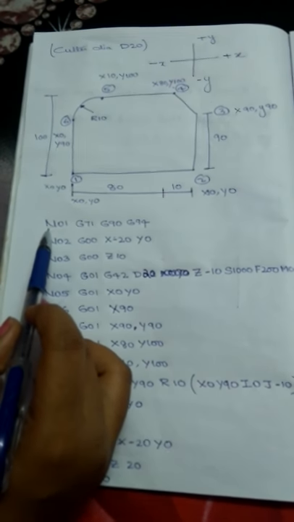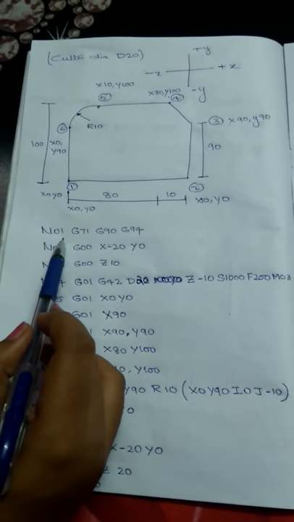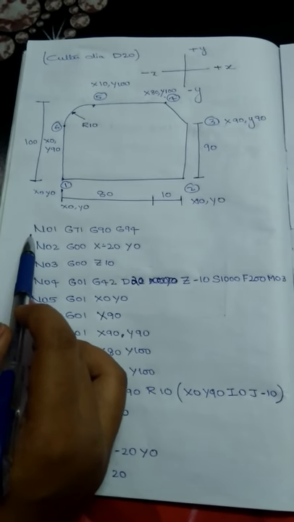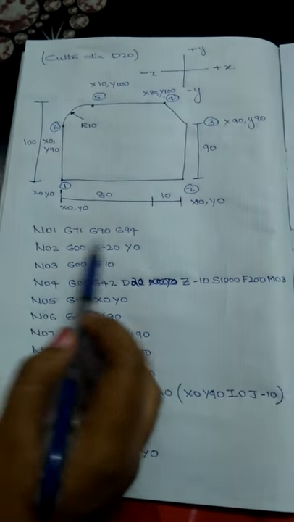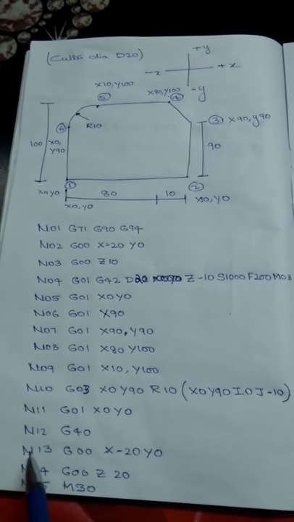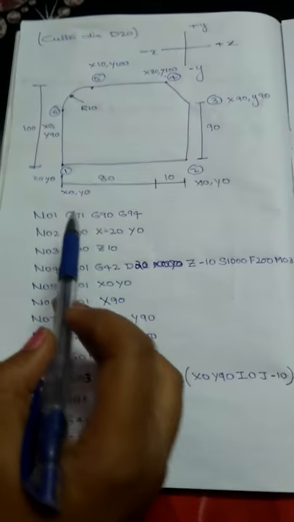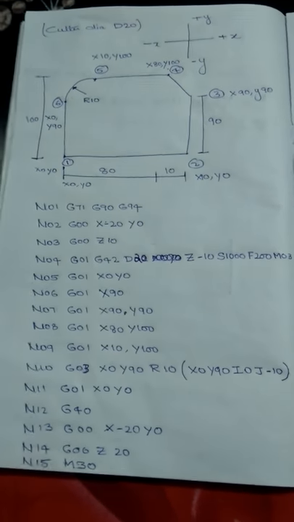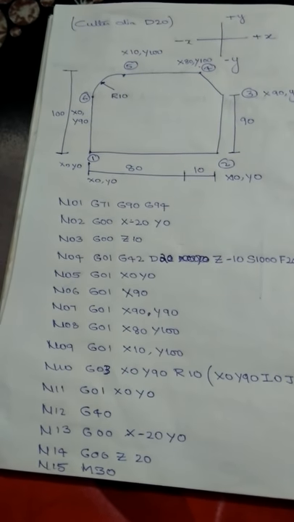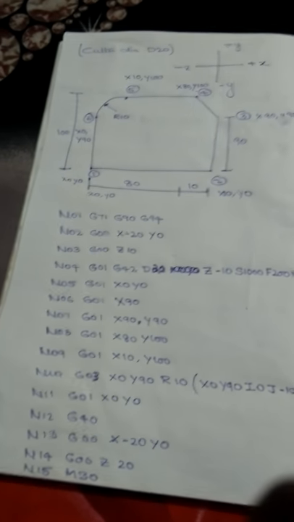First, I have written N01. N01 is a sequential code or a block code, just for identification. If you say N01, it identifies the whole block. So N01, N02, these are just sequence numbers for identifying the blocks. Next code is G71. G71 is the selection of the metric system.